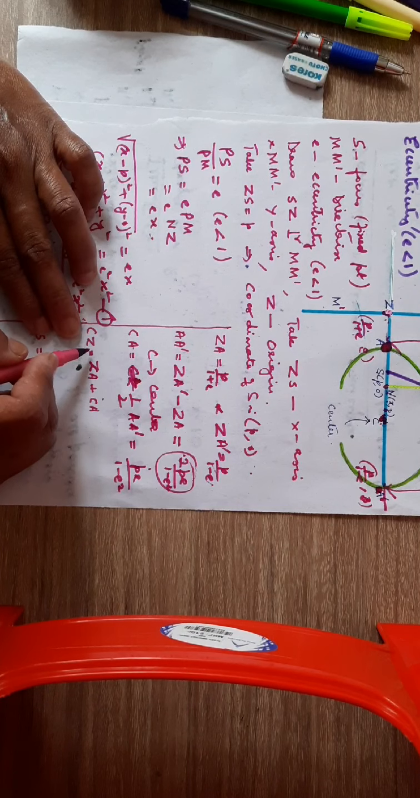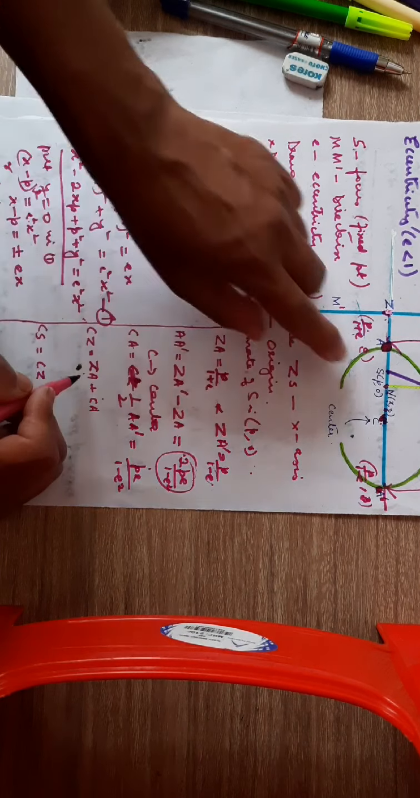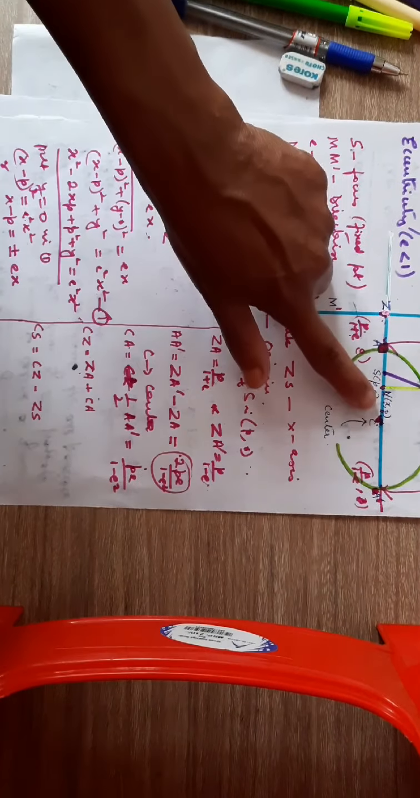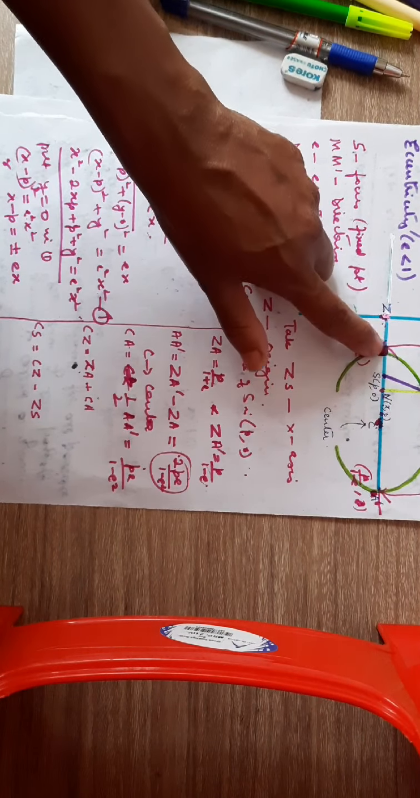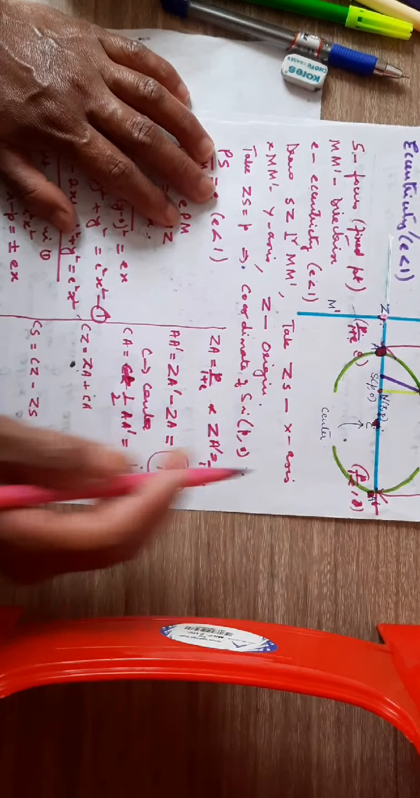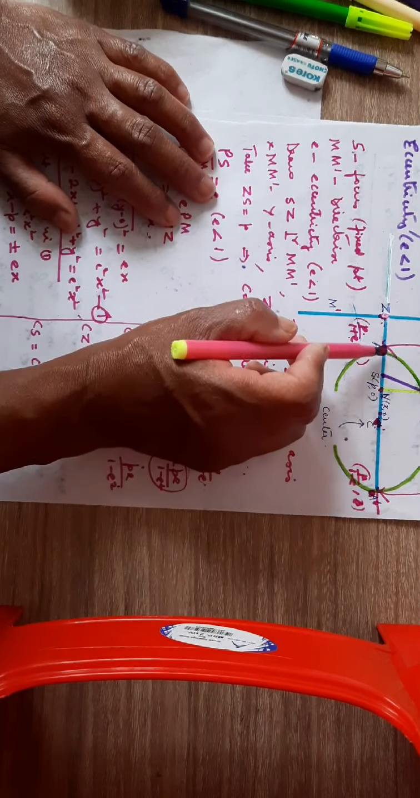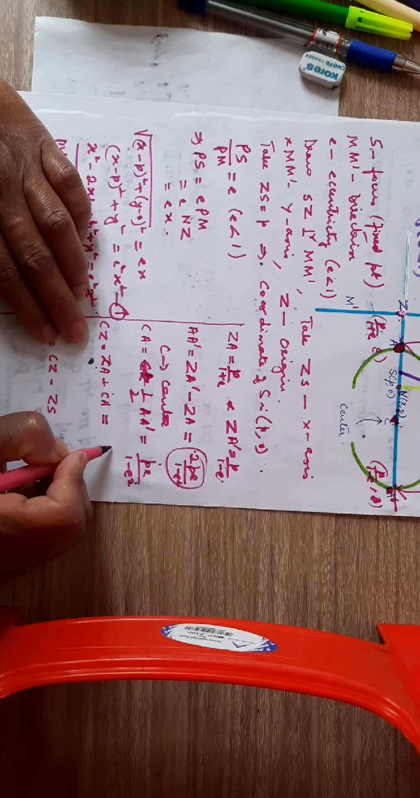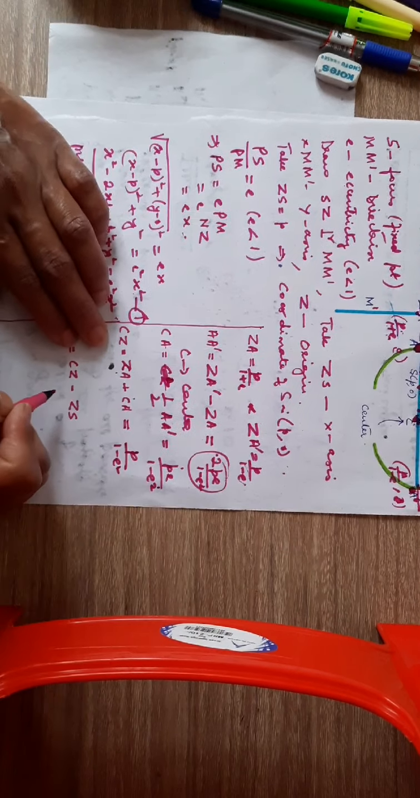Now, what is C set? C set is equal to CA plus set A. We know what CA is, it is this one, and what set A is, it is P by 1 plus e. Substitute that, then finally it will give you C set is equal to P by 1 minus e square.